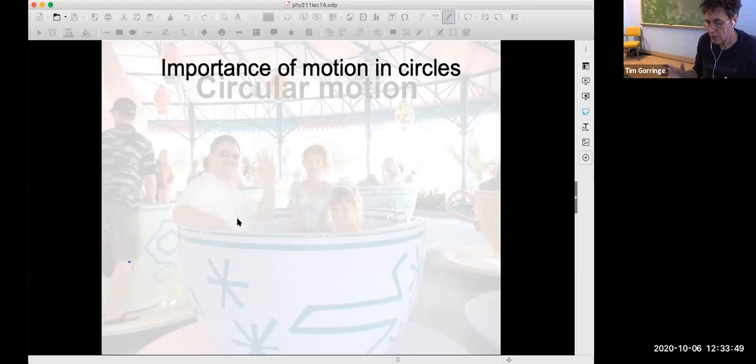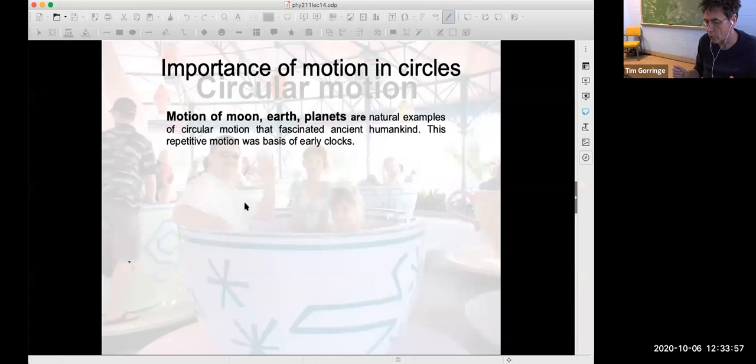Circular motion is very important, and I've got a few bullet points here to describe why. As I say, there's lots of natural examples of circular motion. Motion of the moon around the Earth, motion of the Earth around the sun, motion of the planets around the sun, lots of other natural examples. And these have fascinated humans since ancient times, and humans have tried to understand this circular motion from ancient times.